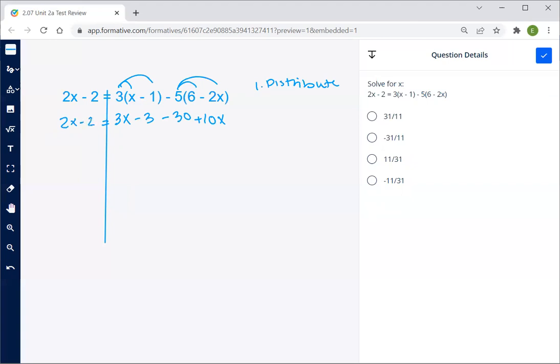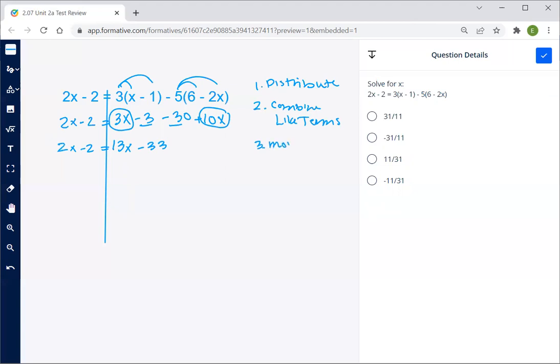And that equals 2x minus 2. Second step for solving equations should always be combine like terms. So on the left-hand side, we have 3x and 10x. So we can combine those, and that's 13x. Negative 3 and negative 30 is negative 33. Then 2x minus 2. Then we have to get the variables on one side.